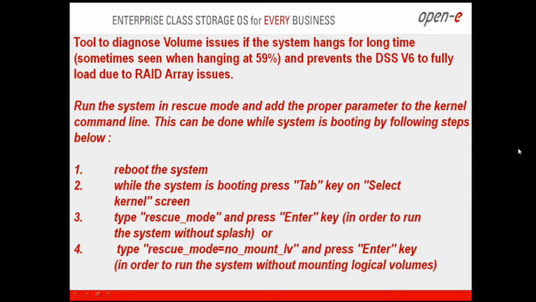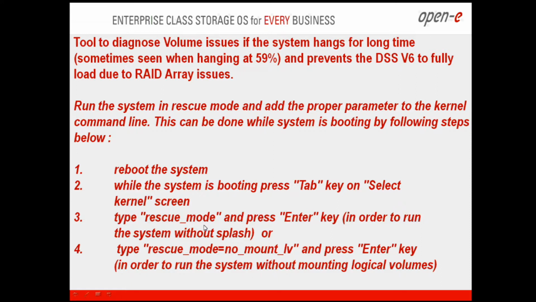And so it prevents the DSS v6 from fully loading because of RAID array issues, whatever it may be. So what we've decided to do is, in the latest release, actually a couple of releases before this, to have a rescue mode feature that we placed in there. So when you run the system, the DSS, you boot it up in rescue mode, and you can add the proper parameter to the kernel command line.